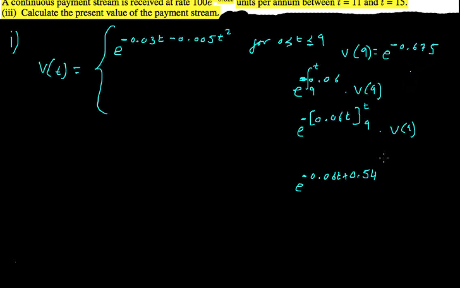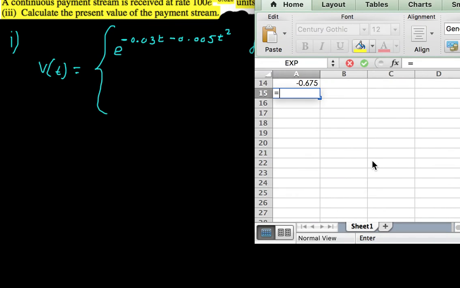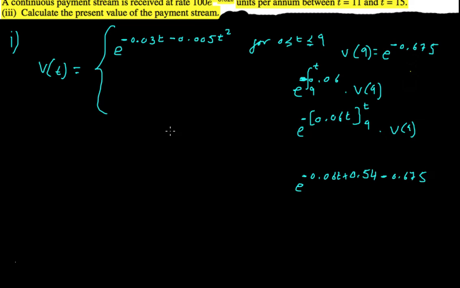V of 9 is this, so that's minus 0.675. And whatever this simplifies to, 0.54 minus 0.675, so equals 0.54 plus that bit there, minus 0.135. So e to the negative 0.06t minus 0.135, and that is for when t is greater than 9. Okay, so that's the first bit done.